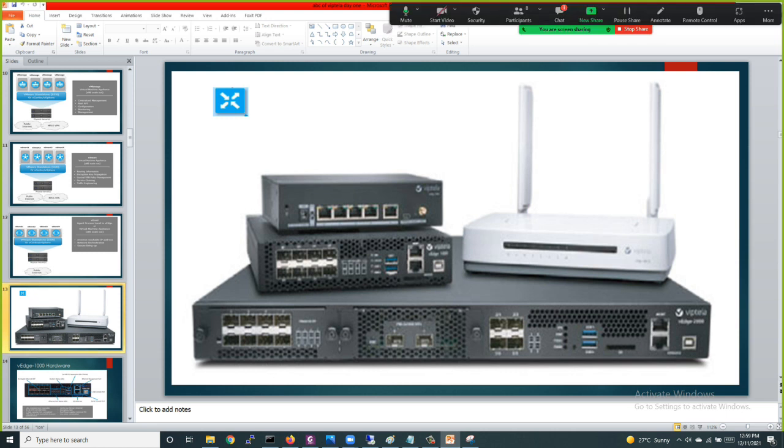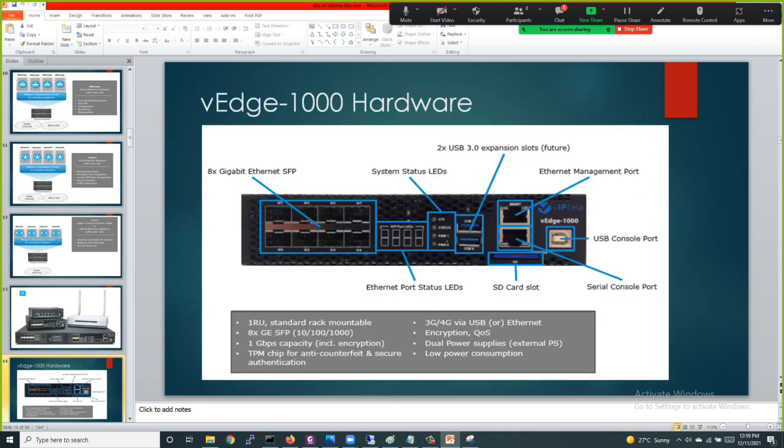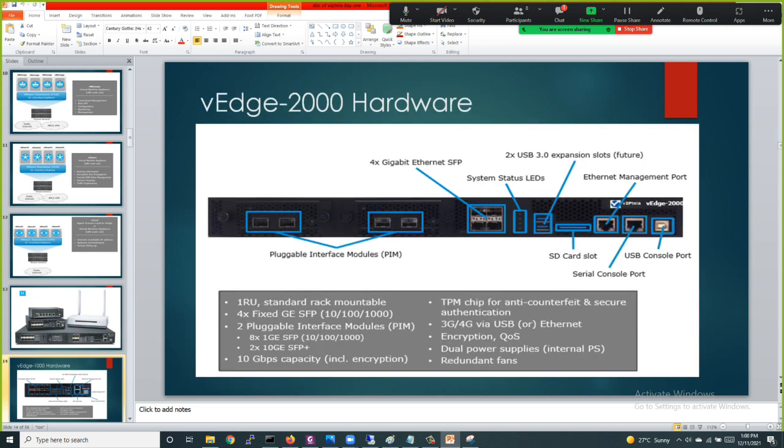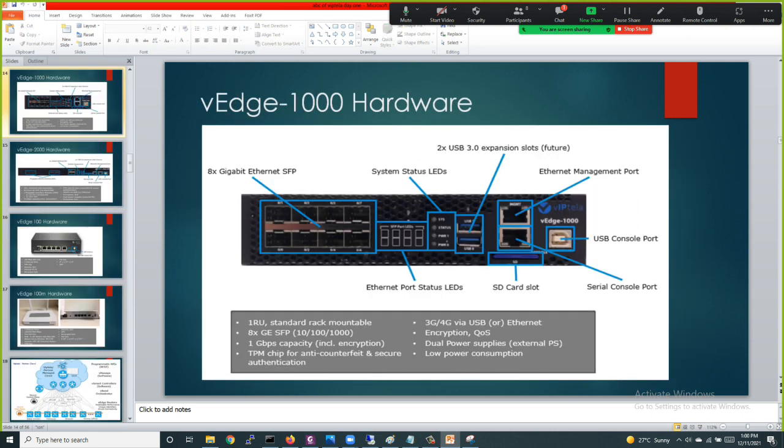we have the vEdge devices, Viptela, right? So this is how a Viptela vEdge device looks like. This is the hardware specification we have for the vEdge 1000 series hardware. It is one rack unit. There are 8 1G ports, right? We have a separate management port, a console port, USB port, and some LEDs. SD card slot is there. And one new thing is there that you have to read about. I will be discussing these things tomorrow.